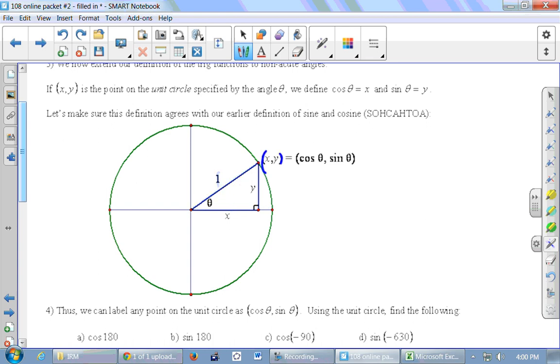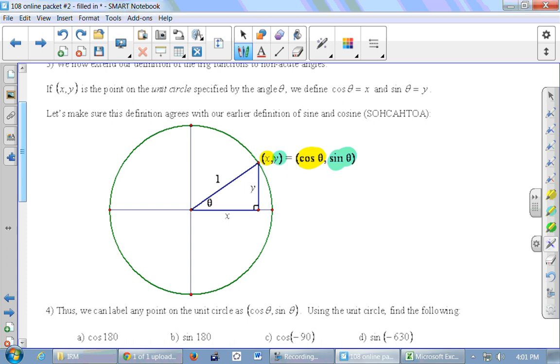And you land on some point, x comma y, which I guess really means that this thing is your y and this thing is your x. Okay, that makes sense. We define cosine of theta to be x and sine of theta to be y. So whatever the x value is, whatever this distance is, that's what we're going to call cosine of theta. And whatever that vertical distance is, the y, is what we're going to call sine of theta.